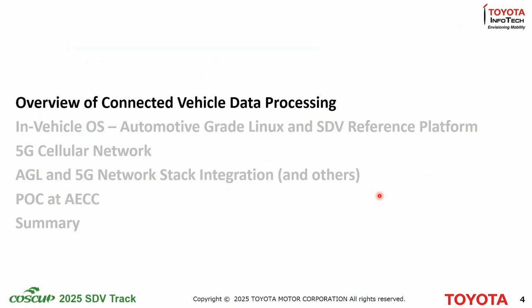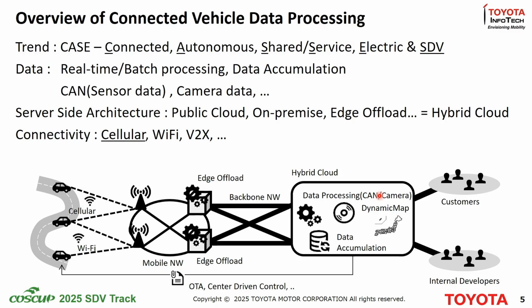Okay, then let's get started. At first, an overview of the so-called connected vehicle data processing. Right now, there is a trend called SDV, software-defined vehicle. I think Jerry and also Kurokawa-san, one of the other guys working on AGL, made presentations regarding SDV. But before SDV, in our automotive industry, there is a trend called CASE. CASE stands for connected, autonomous, shared or service, and electric, battery EV.